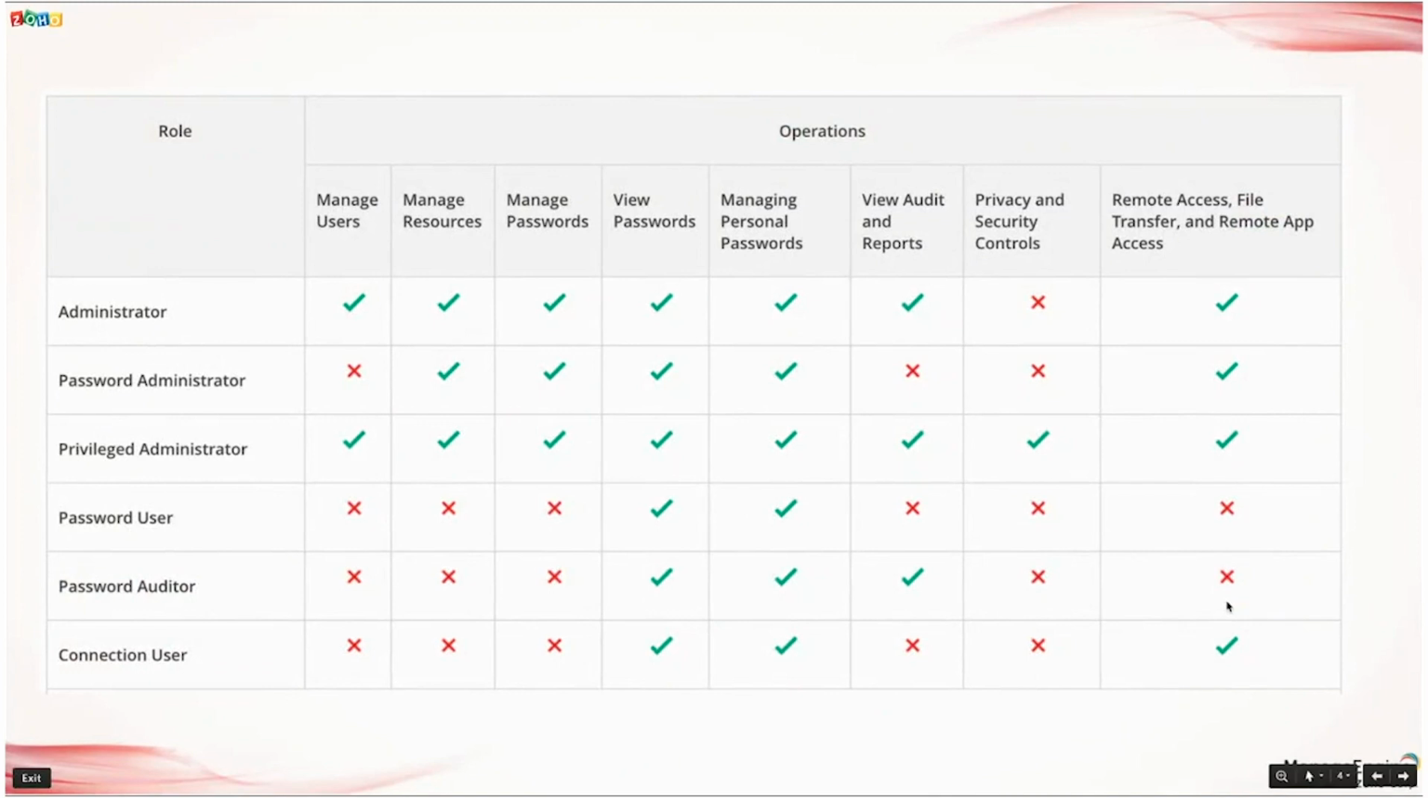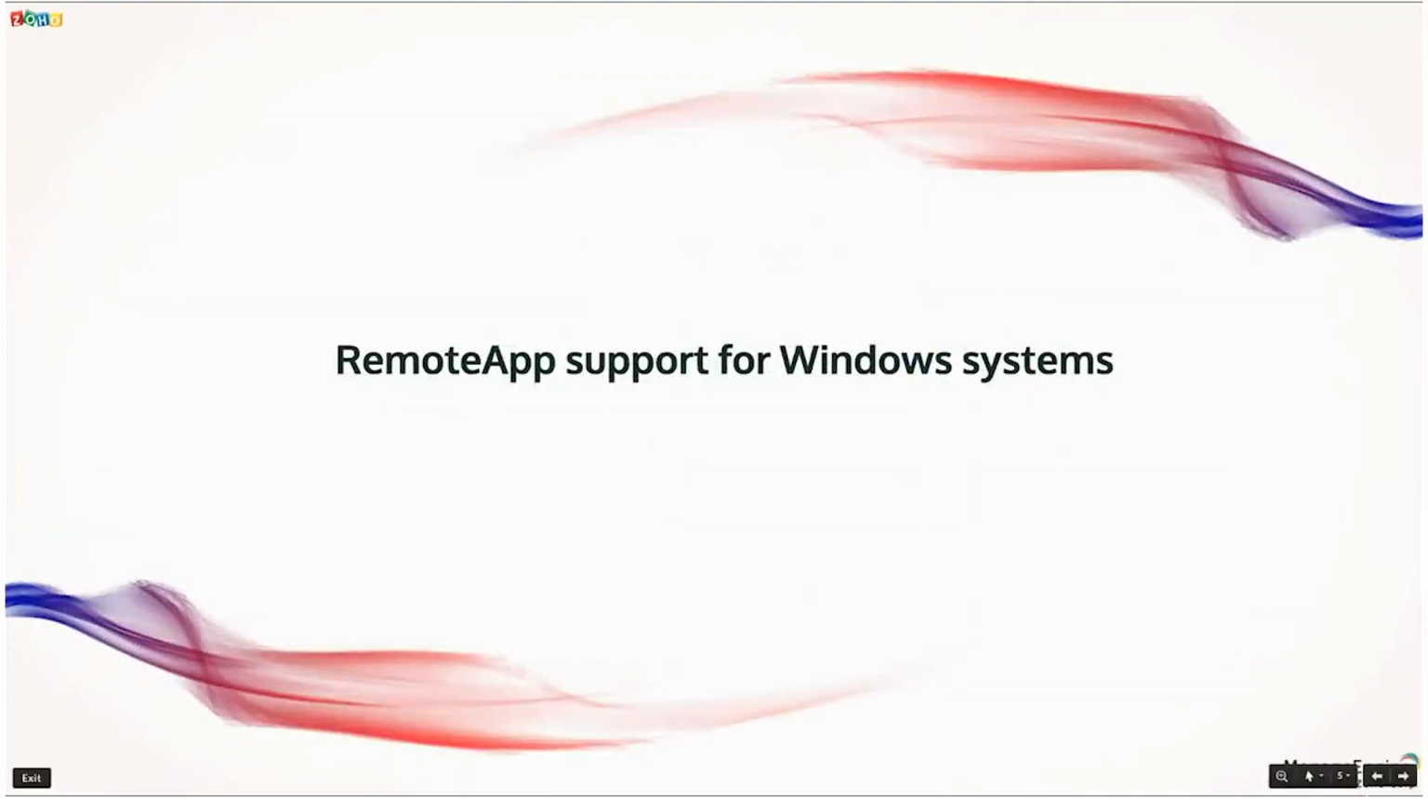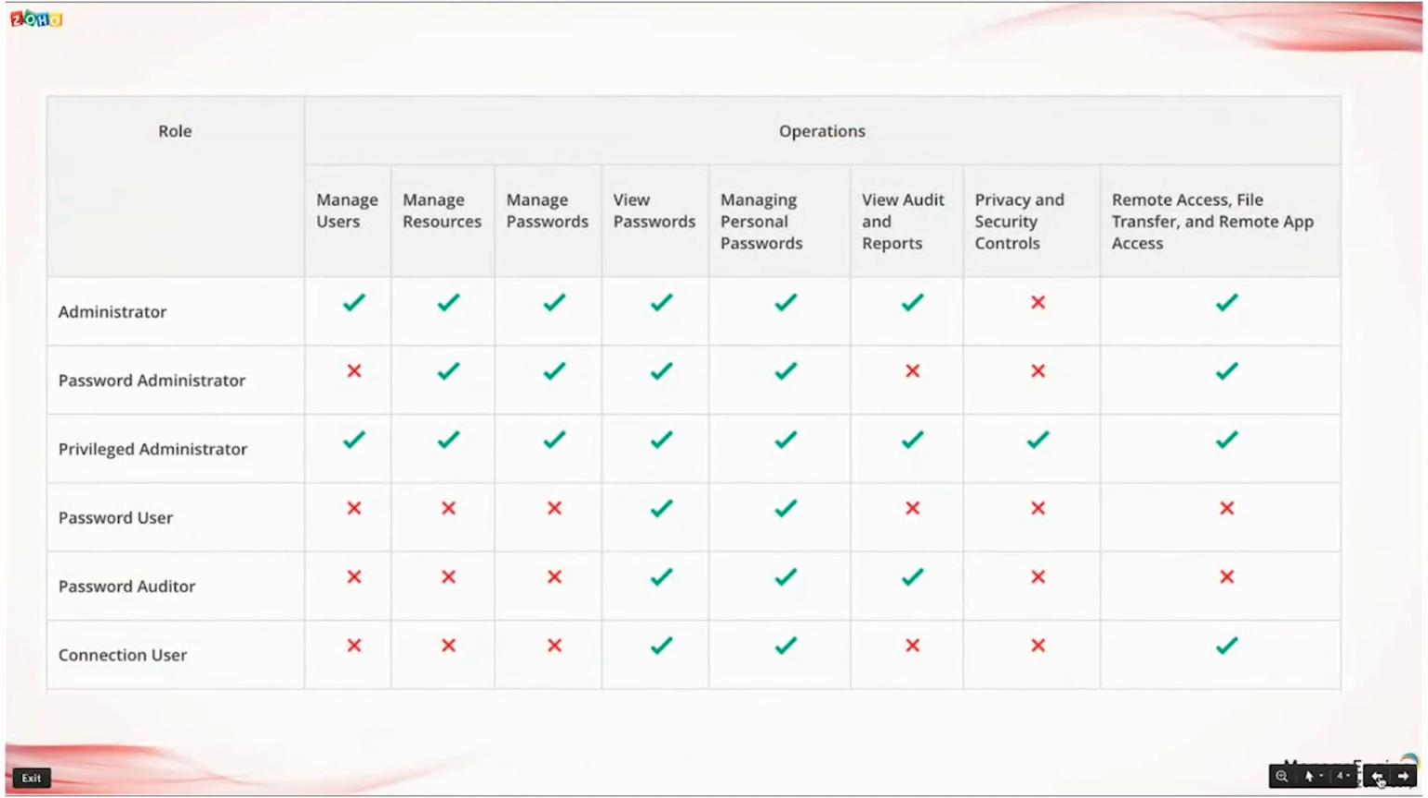We already know PAM360 has five predefined roles. In addition to these, we have introduced a new role exclusive to remote access named Connection User. Connection users have the same privileges as password users. In addition, they can take a remote connection, perform file transfers, and access remote tabs when the resources are associated with certain remote tabs that are shared by the administrators with them. Now, we will see the features one by one in detail.